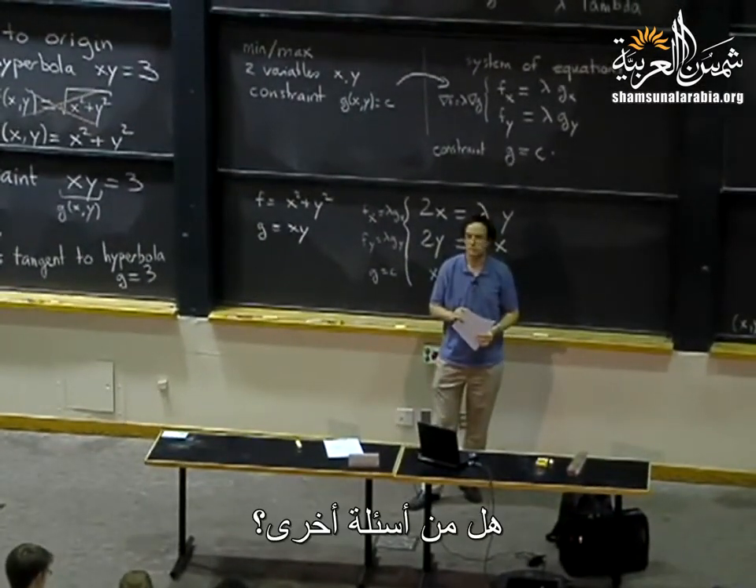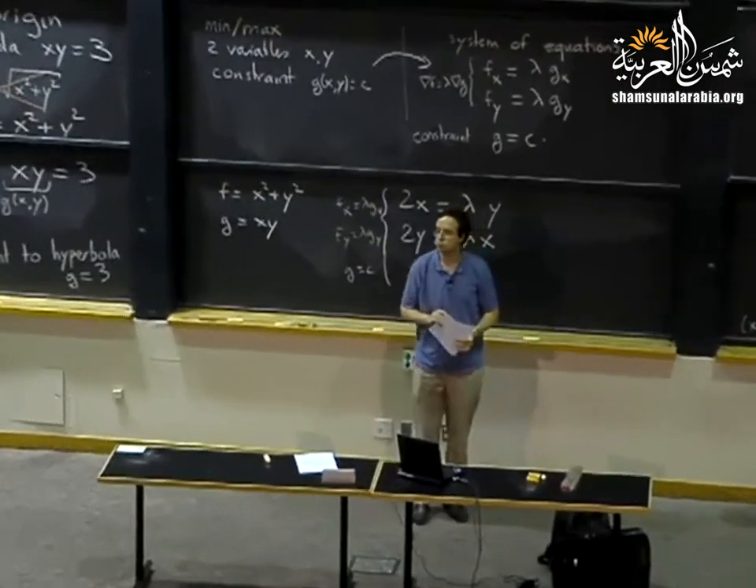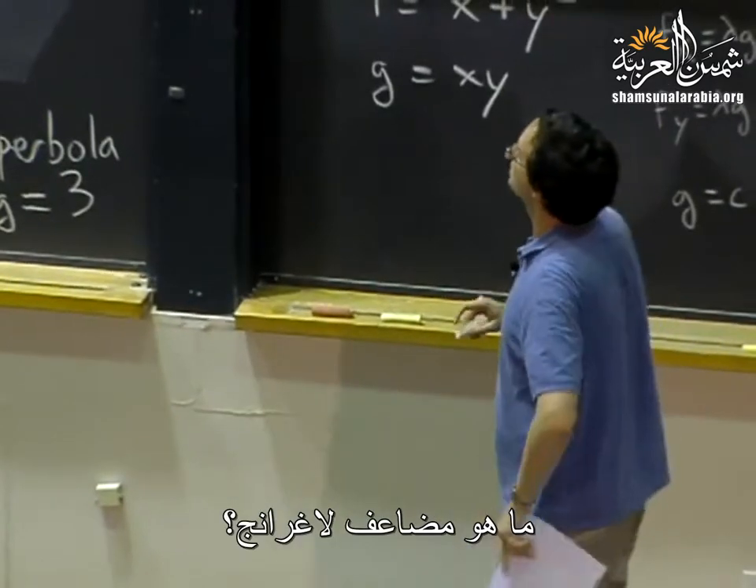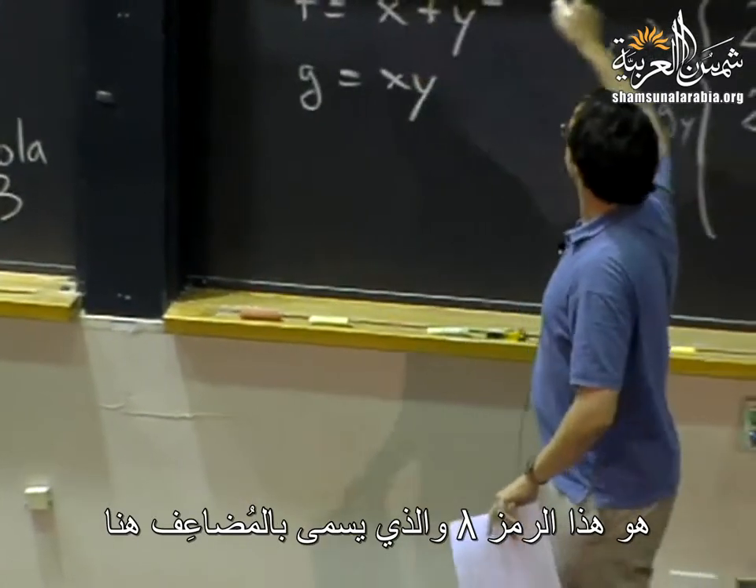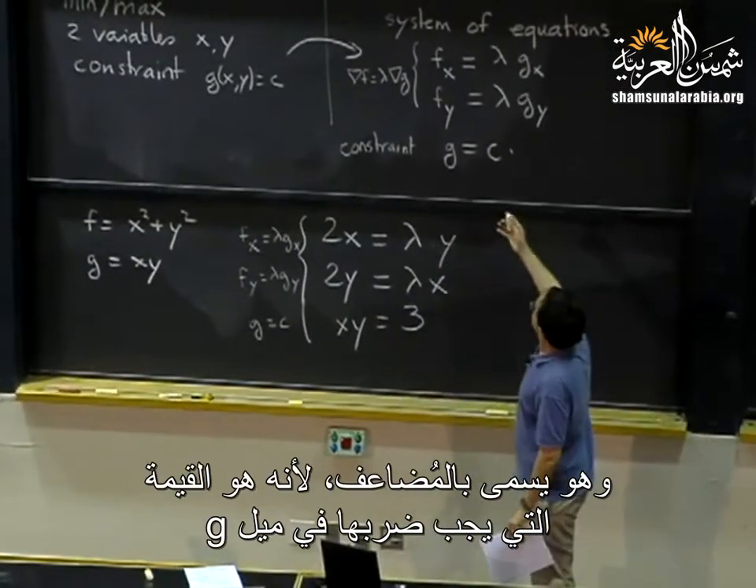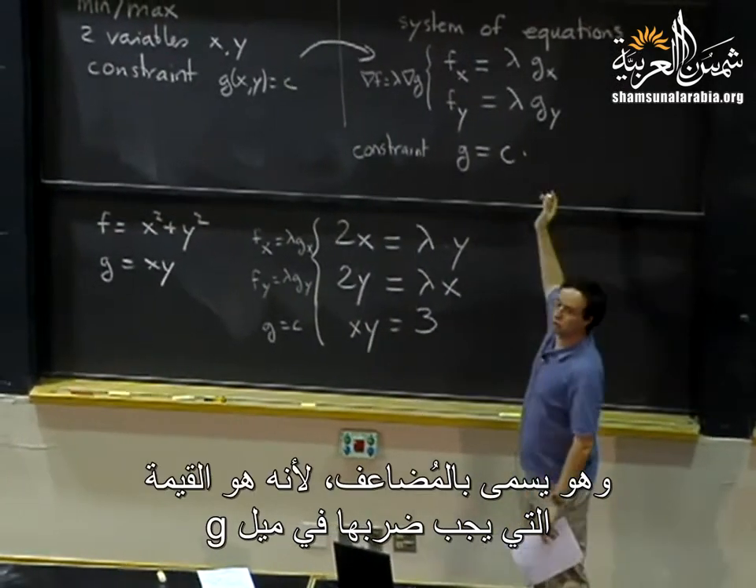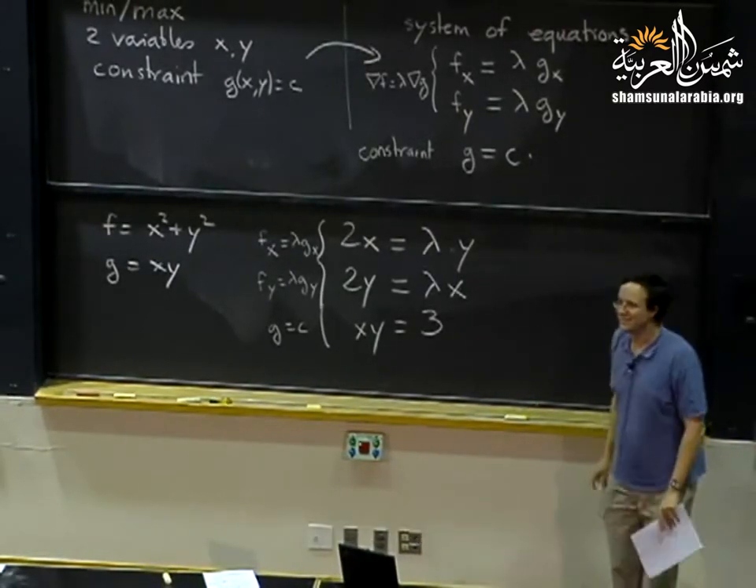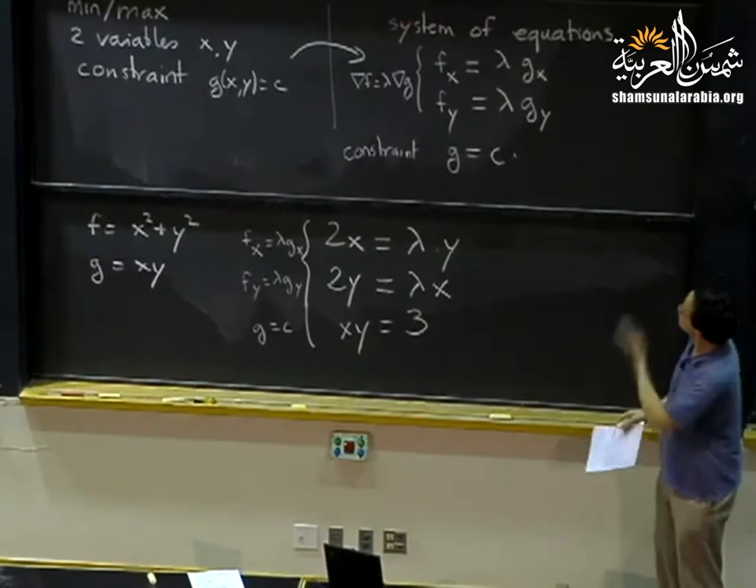More questions? No? Yes? What is a Lagrange multiplier? Well, it's this number lambda that is called the multiplier here. It's a multiplier because it's what you have to multiply gradient of g by to get gradient of f. It multiplies.